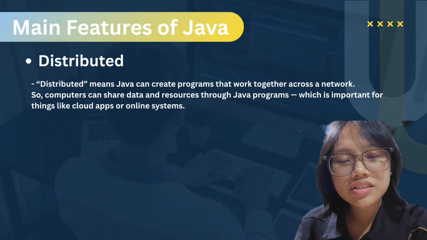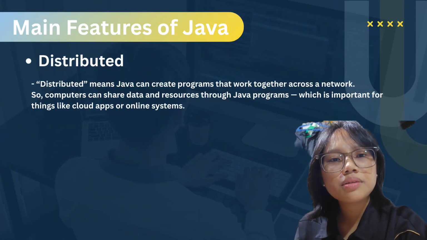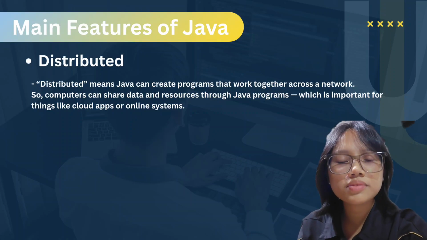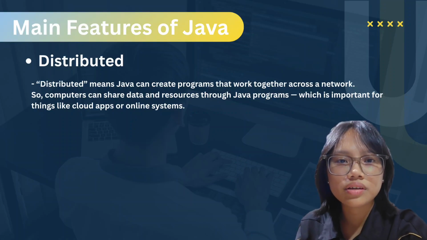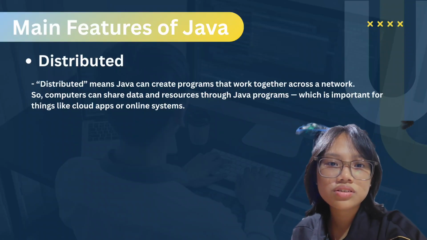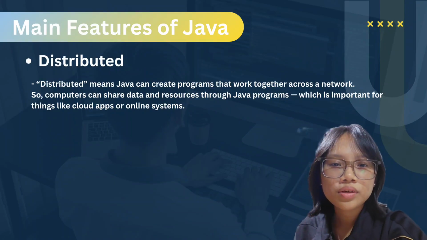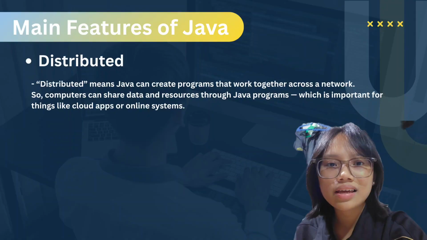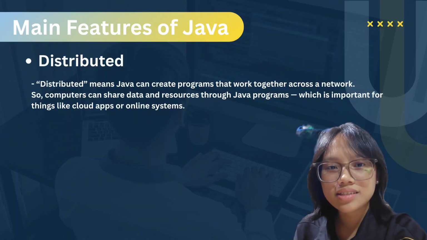Number 11. Distributed. Distributed means Java can create programs that work together across a network. So, computers can share data and resources through Java programs, which is important for things like cloud apps or online systems.